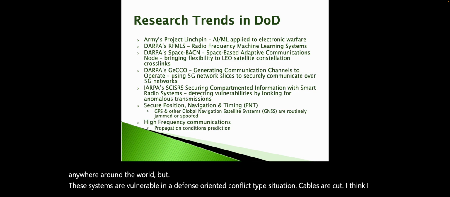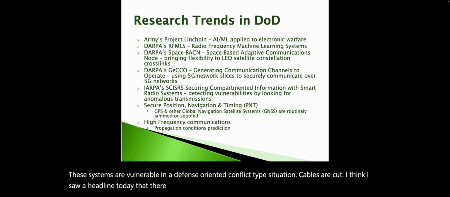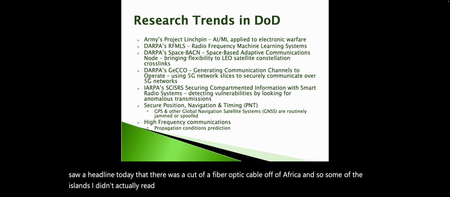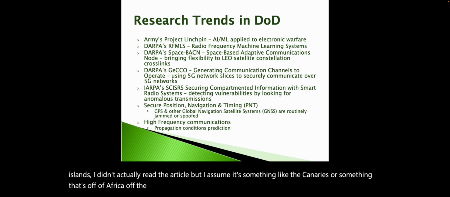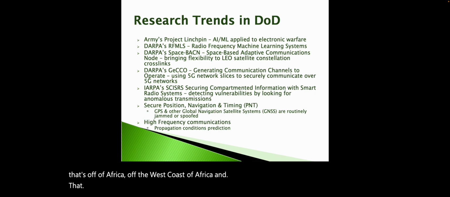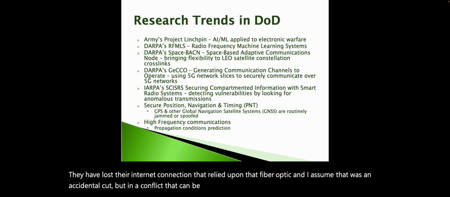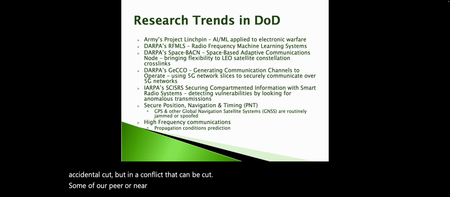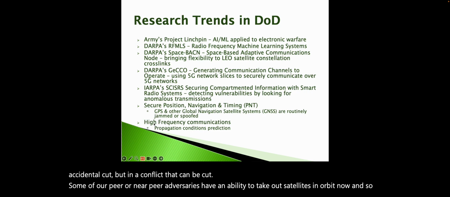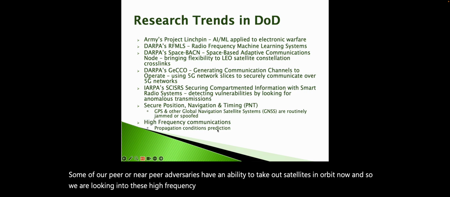I think I saw a headline today that there was a cut of a fiber optic cable off of Africa, and so some of the islands, I didn't actually read the article, but I assume it's something like the Canaries or something that's off the west coast of Africa, and that they have lost their internet connection that relied upon that fiber optic. And I assume that was an accidental cut, but in a conflict that can be cut. Some of our near peer adversaries have an ability to take out satellites in orbit now, and so we are looking into these high frequency communication systems to be able to communicate with our assets around the world.